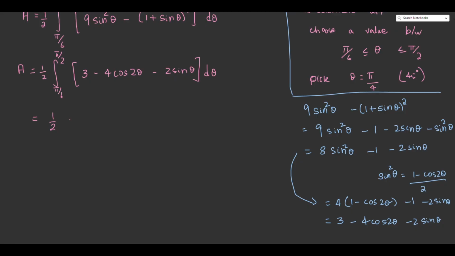So this becomes half. 3 is a constant, so its integration will be 3 theta minus 4. The integration of cosine is sine. Okay, this is the same formula which we have used above. So this becomes sine of 2 theta, and you need to divide this thing with 2 minus, and integration of sine theta is minus cosine theta, and the minus minus become plus. So here it becomes 2 cosine of theta from pi by 6 to pi by 2.